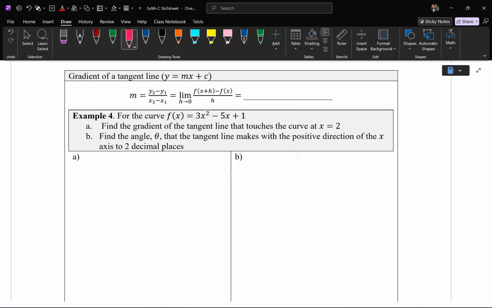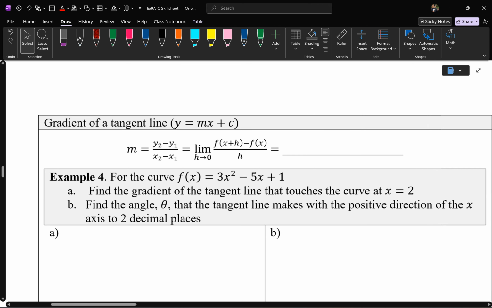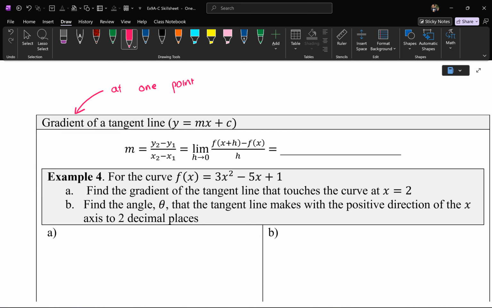All right, now let's summarize what you've learned so far. Last lesson we talked about the power rule. We talked about first principles and what the purpose of first principles was. To summarize, the purpose of first principles was to find the gradient of a tangent line, but specifically at one point. That was the key thing. First principles relied on the fact that to find gradient, it's y2 minus y1 over x2 minus x1. That's your rise over run.